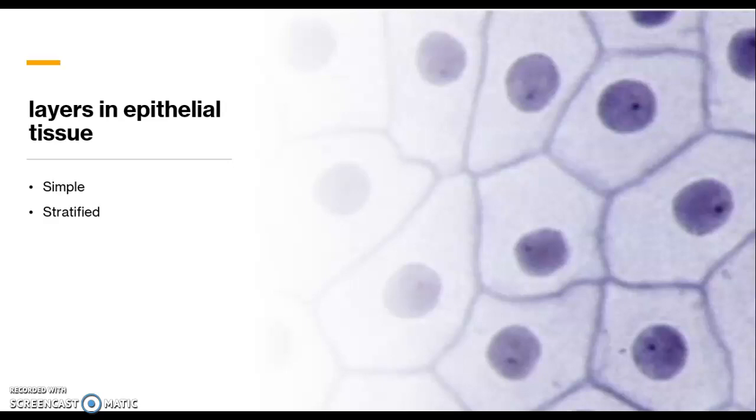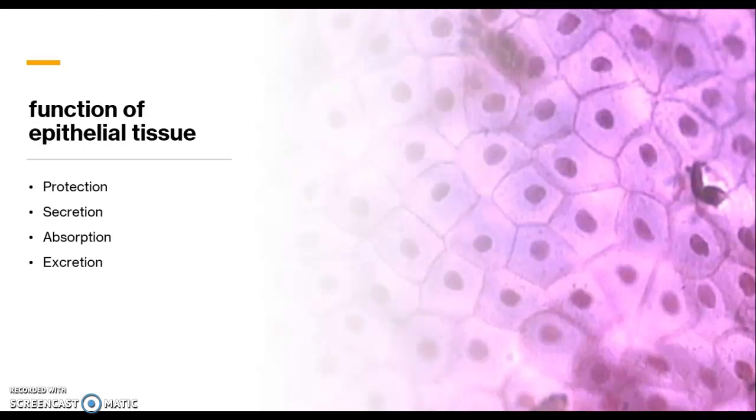Simple meaning that there is only one layer, and stratified meaning that there are two or more layers. The function of epithelial tissue: protection, secretion, absorption, and excretion. It also covers and lines surfaces and forms protective barriers that function in secretion, absorption, and excretion.